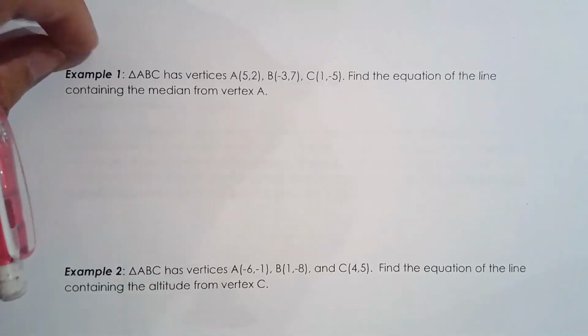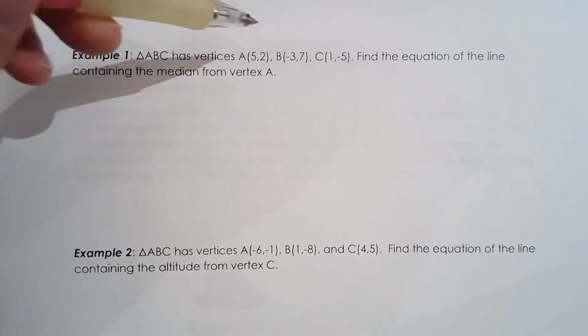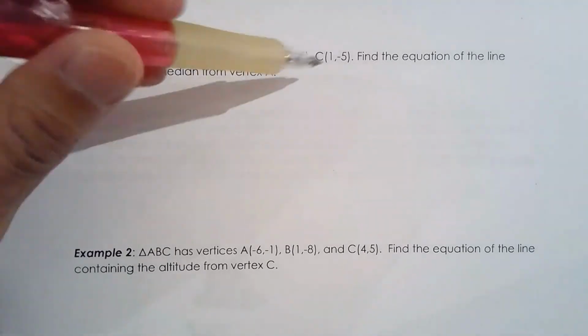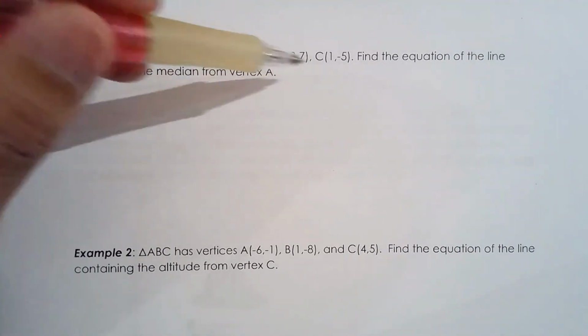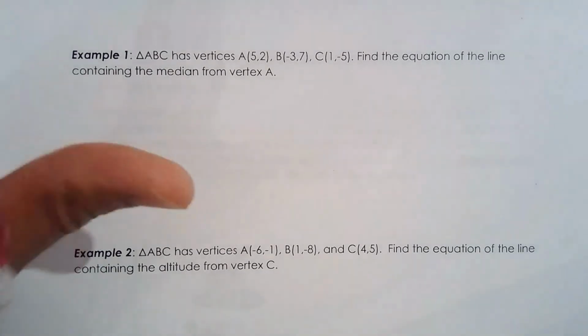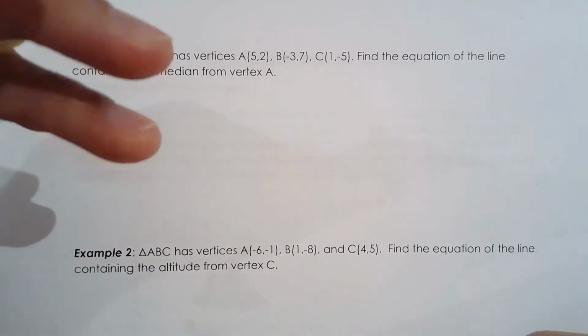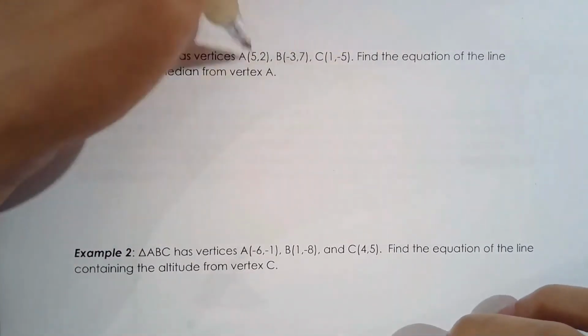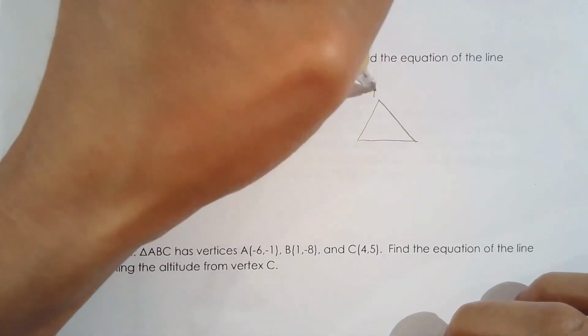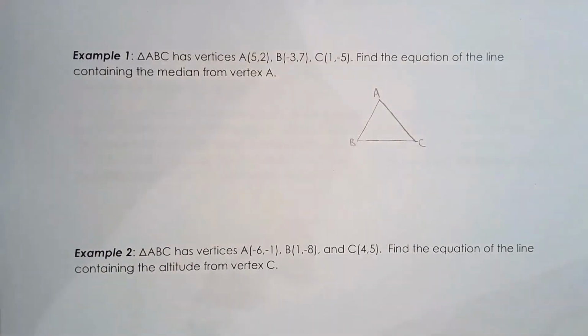So we have triangle ABC with vertices A, B, C, and they gave us the points. And they want us to find the equation of a line containing the median from vertex A. Usually I have the students just plot the points, but to be honest with you, you don't really need to plot the points. You don't need a very beautiful picture. So I really want to test your understanding. I'm just going to draw a random triangle. The A, B, and C are irrelevant, to be honest with you. So let's say A, B, C.